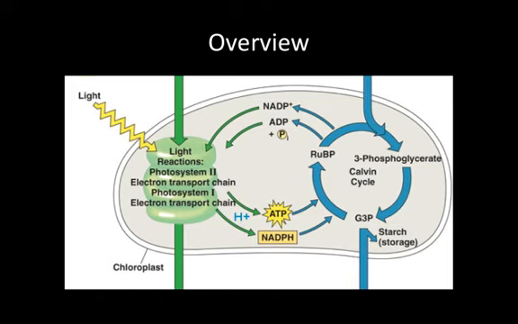This takes carbon dioxide and converts it with RUBP to create 2 3-phosphoglycerate molecules. The ATP and NADPH are then used to generate glucose. So we've taken light, water, and carbon dioxide, and we have converted that into glucose, oxygen as a byproduct, and a little bit of extra water.